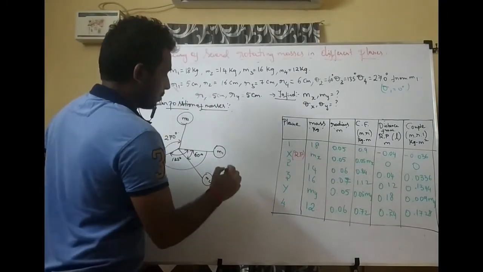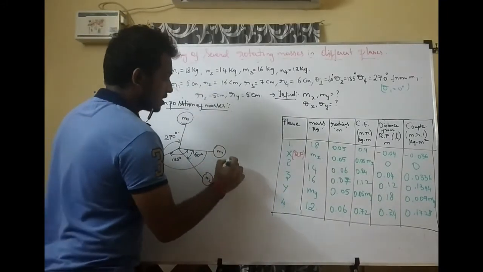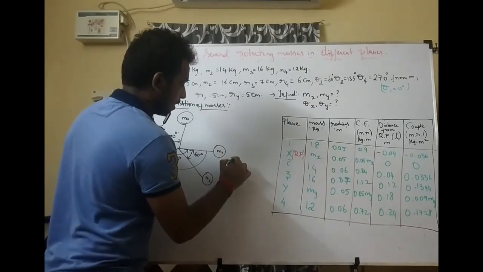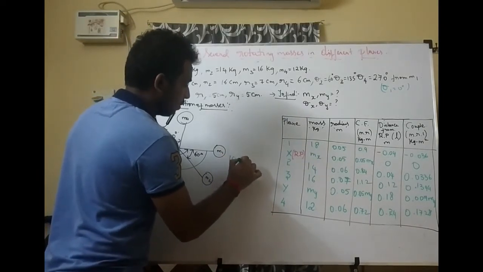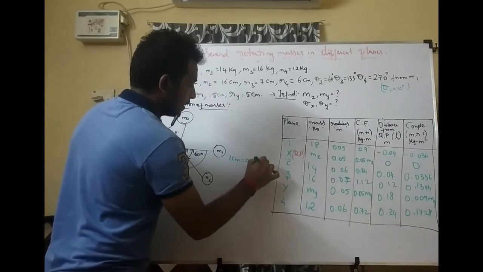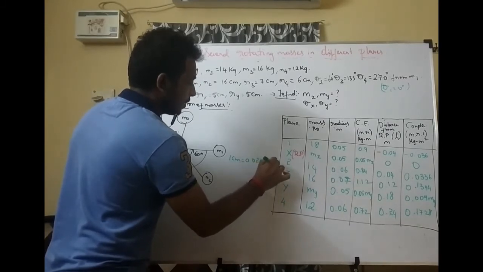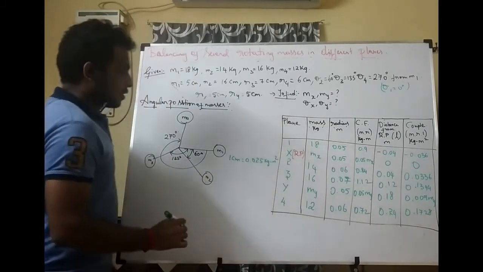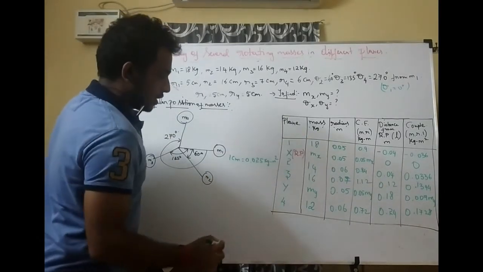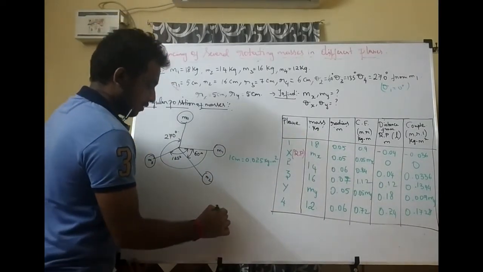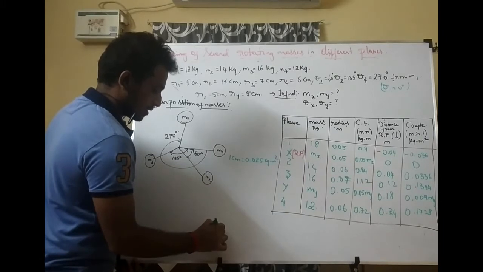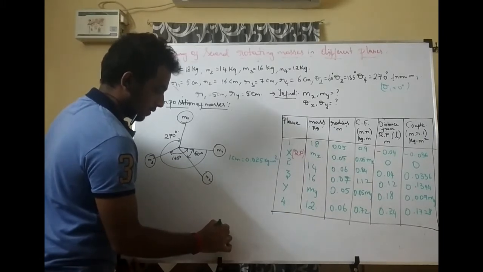Before drawing the couple polygon, you have to specify the scale. Here I am going to take the scale: 1 centimeter is equal to 0.025 kg meter square. Okay. So first of all, initially I am going to draw the couple polygon, and I am going to place the center as O.